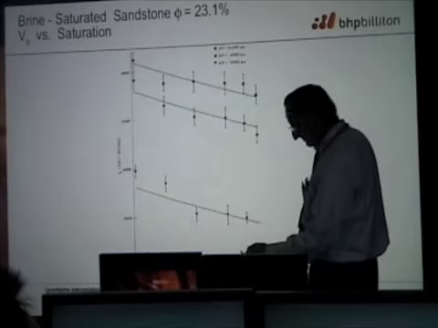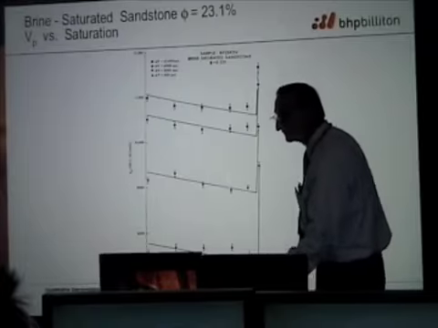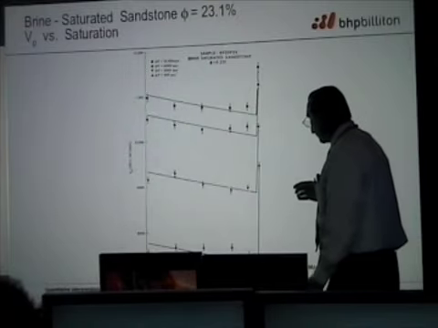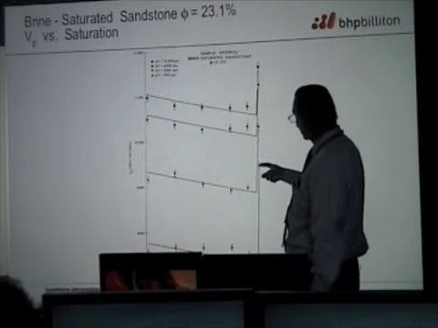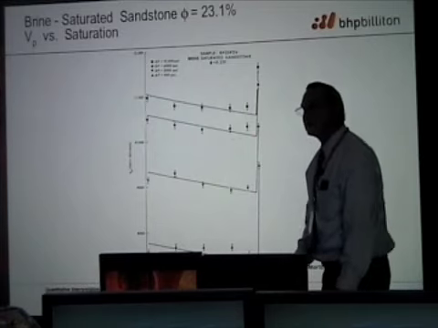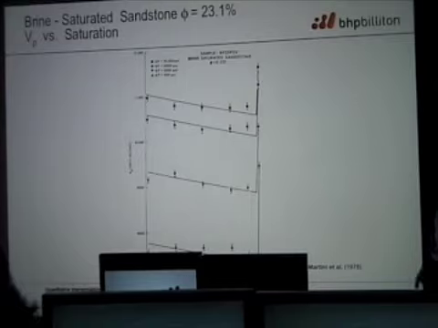And next, let's look at the P velocities. Same core, VP versus saturation. In the case of the compressional wave, it's easier for us to get signals through, so we could get signals all the way down to 500 psi differential pressure.